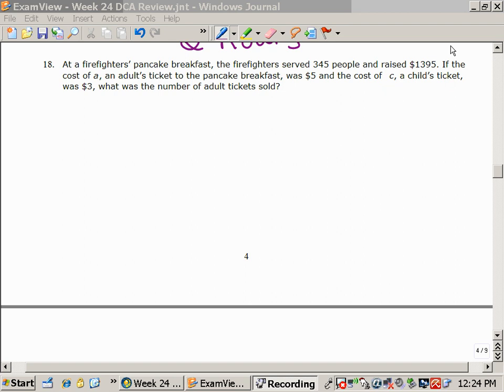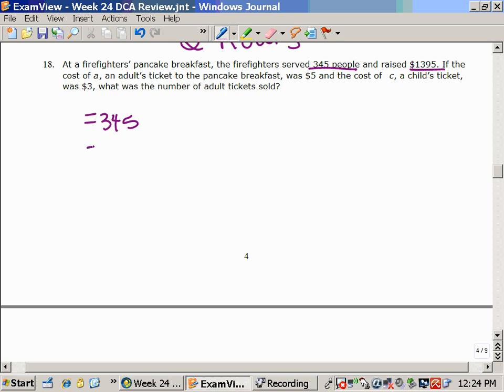Okay, number 18, again, is a system of equations we haven't done in quite a while, so be brave and let's do it. All right, so we have 345 people. We have two totals here. We have a 345, so I'm going to put equals 345. We also have a total of 1395. Now, the 1395 is money, so I've got to write down how much each person costs at the banquet.